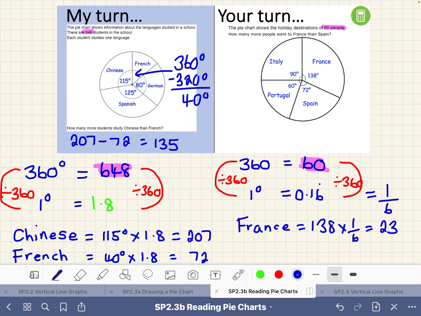The next step is looking at the people who went to Spain. Our angle for Spain is 72, which we multiply again by 1 over 6. This gives us 12 people in total who travelled to Spain. The final part of our question is asking how many more people went to France than Spain. So our calculation for that would be 23, take away the 12, gives us 11 people.